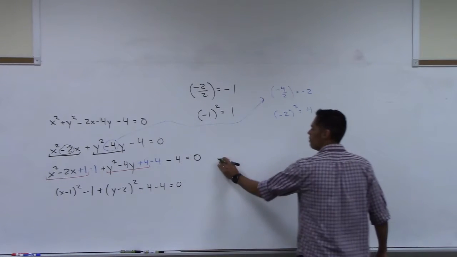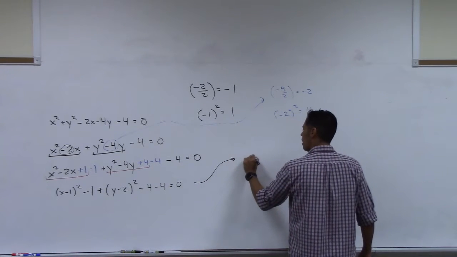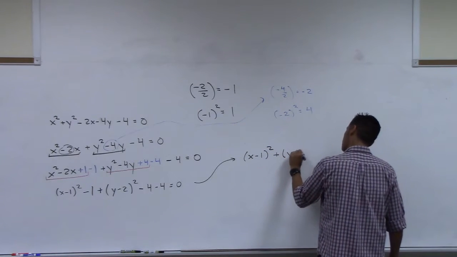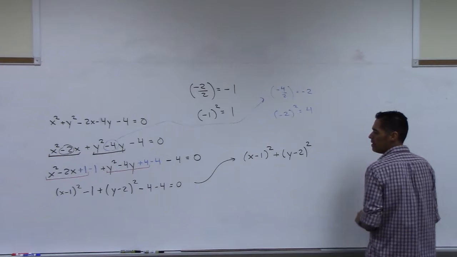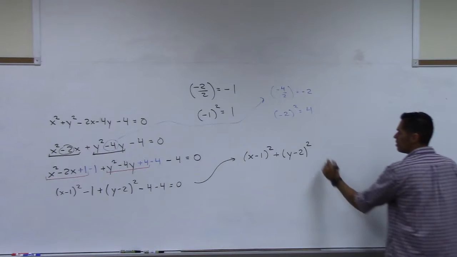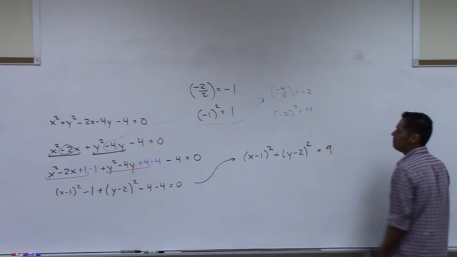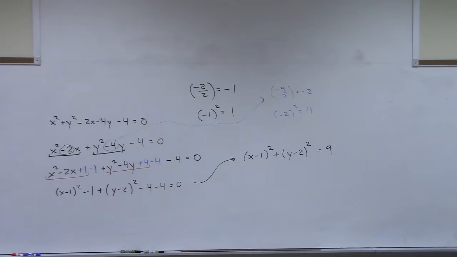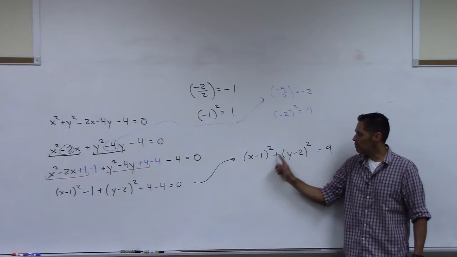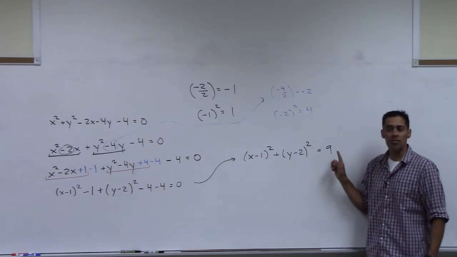And this is now x minus 1, that quantity squared, plus y minus 2, that quantity squared, and then all my numbers together, I get a negative 9 on the left side. So I'm going to move it to the other side, and that'll be equals 9. And that's what circles look like. This looks like x minus h squared plus y minus k squared equals r squared.